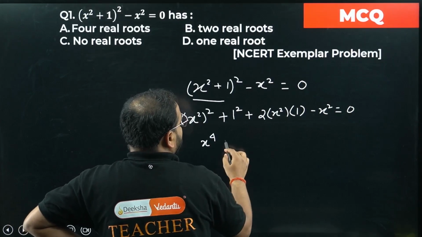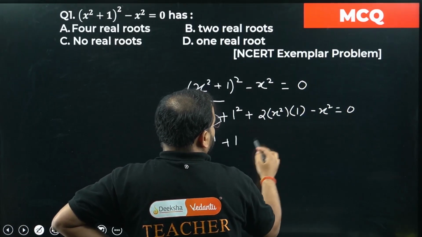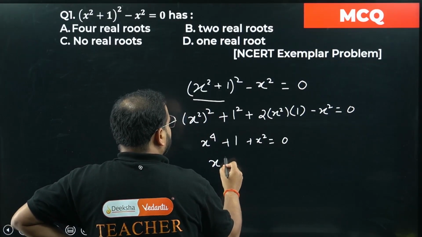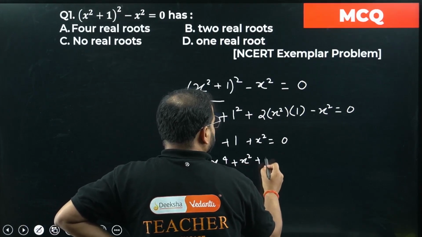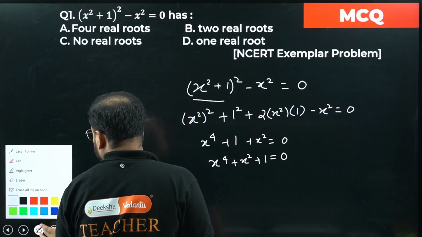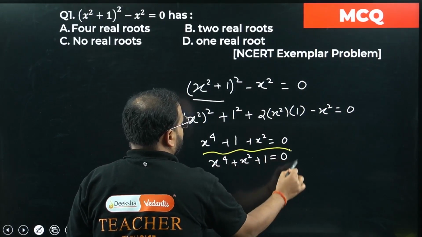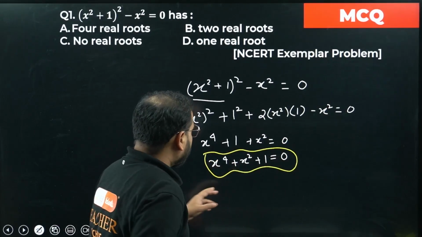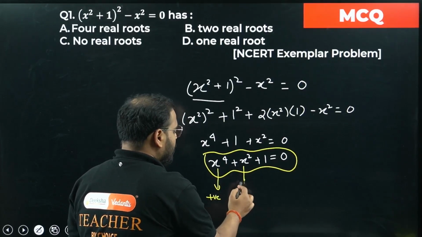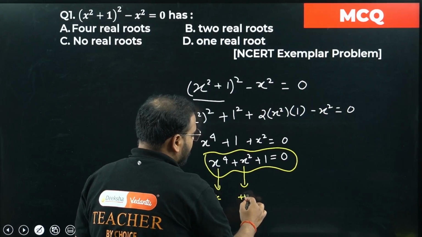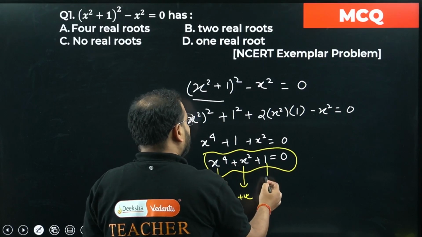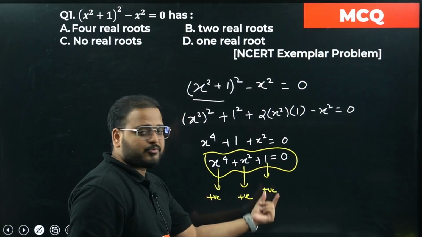So first of all I can apply an identity over here. What identity is there? It's going to be a plus b the whole square. Let's apply that. So x square the whole square plus 1 square, plus 2 times x square times 1, minus x square equals 0. Am I right? Yes, please see this. x power 4 plus 1, and how much is this? 2x square minus x square, so plus x square equals 0. Arrange it: x power 4 plus x square plus 1 equals 0.